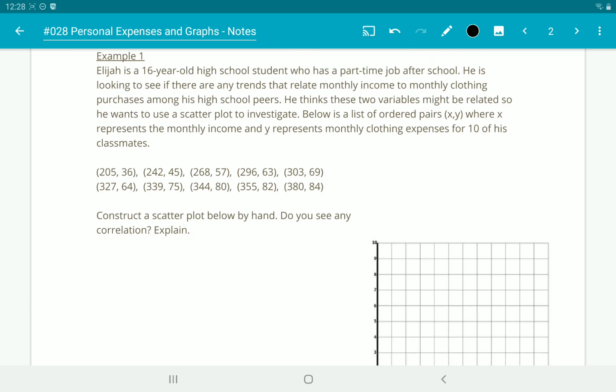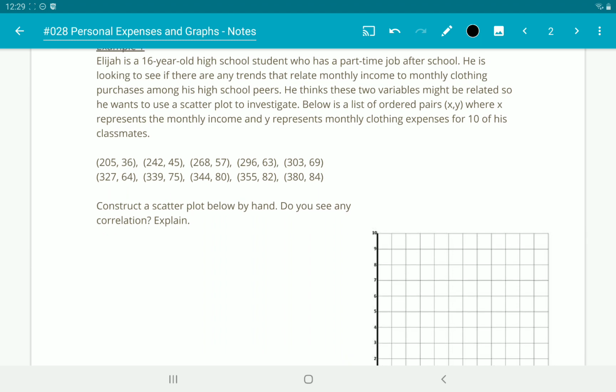Looking at example 1 from the book, it says, Elijah is a 16-year-old high school student who has a part-time job after school. He is looking to see if there are any trends that relate monthly income to monthly clothing purchases among his high school peers. So he wonders if you make more money a month, you spend more money on clothes a month. Or maybe vice versa, the opposite, however you want to look at it. He thinks that these two variables might be related, so he wants to use a scatter plot to investigate.